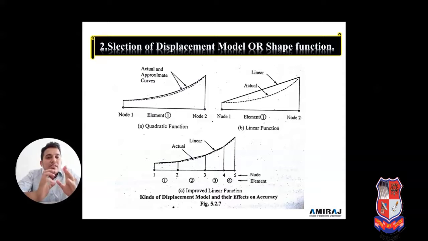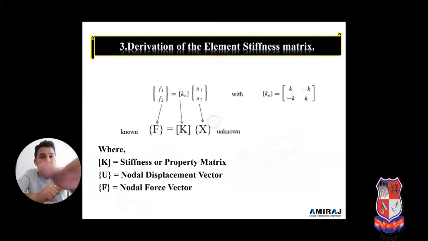So that's why we say that FEA analysis is not a perfect analysis, but it will give the probable result. So this kind of error will be there. It is a micron error, but we have to consider it. So in the second step we are doing the shape function. Now the third step is derivation of the element stiffness matrix.